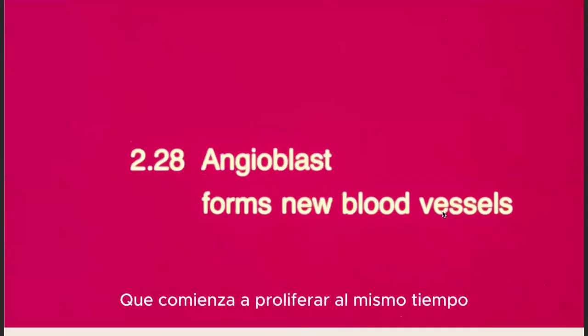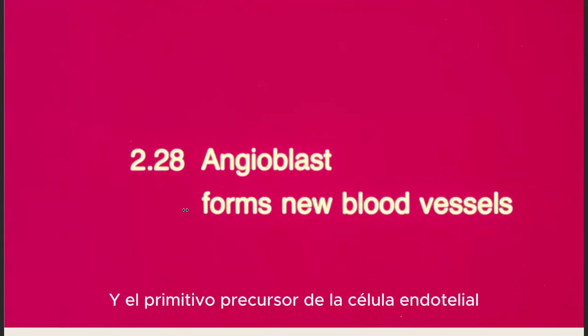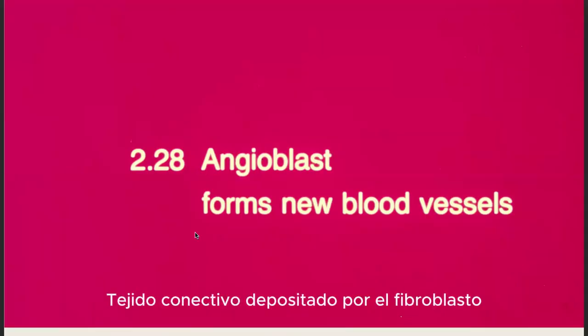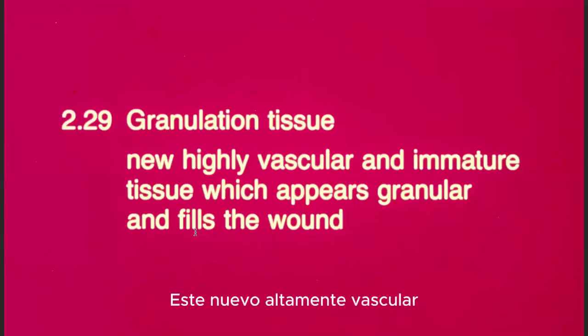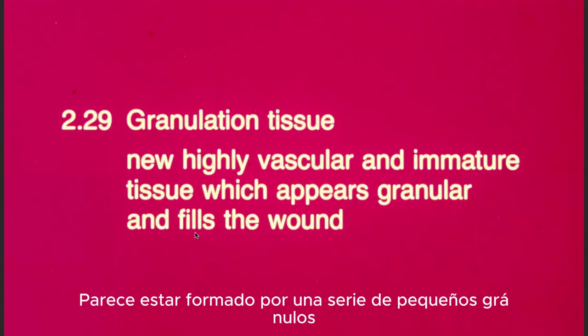Another cell that begins to proliferate at the same time is the angioblast, which is the vessel-forming cell and the primitive precursor of the endothelial cell. Small buds from the capillaries, arterioles, and venules begin to project into the fibrous connective tissue deposited by the fibroblasts, and to lay down small blood vessels necessary for the support of this new tissue. This new, highly vascular and immature connective tissue is called granulation tissue, because when viewed grossly in the wound, it appears to be made up of a number of small granules.